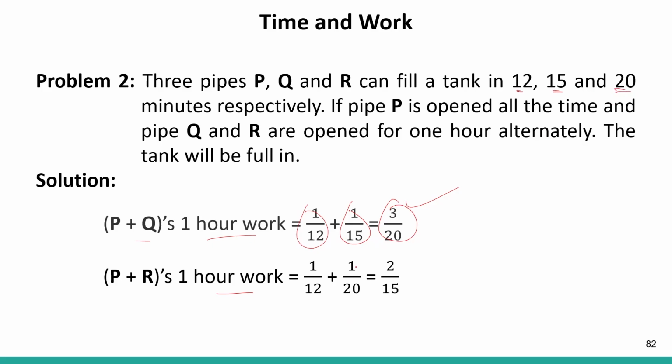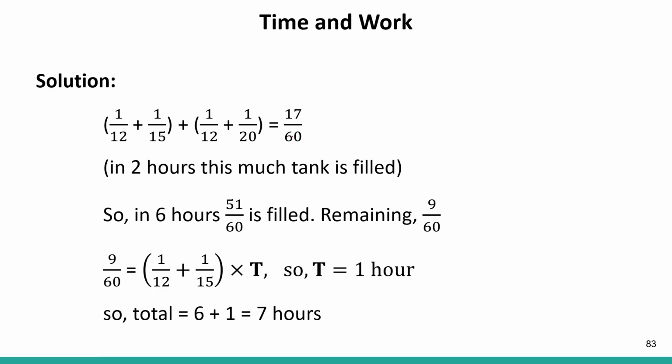So combining these two, this is their work rate. In 6 hours this much amount of work will be done. So the remaining will be this much, that is 9 by 60, that is 1 minus 51 by 60, which is equal to 9 by 60, right? So that is what is written right here. So 9 by 60 is equal to 1 by 12 plus 1 by 15 into T. So T is equal to 1 hour, right? So total 6 plus 1 is equal to 7 hours.